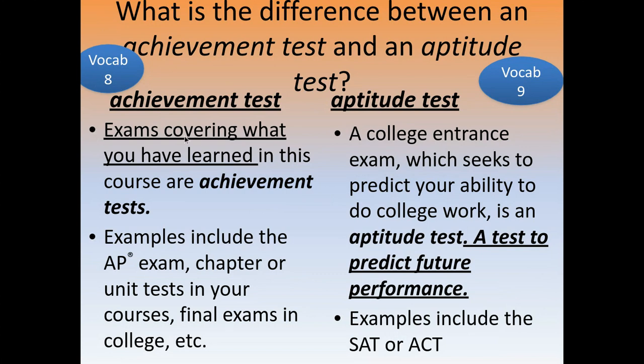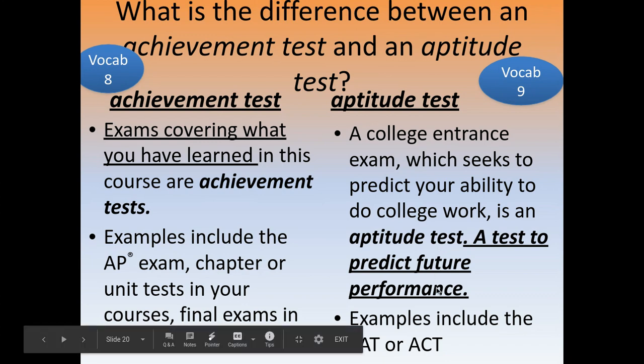What is the difference between an achievement test and an aptitude test? Well, again, achievement tests are exams covering what you have learned. In this course, there are achievement tests. You've been taking them all along. Every unit quiz, every unit test, the midterm, and the AP exam, like I said, these are achievement tests. You're going to be tested on what you've learned in class. An aptitude test could be maybe a college entrance exam, a test to predict your future performance.